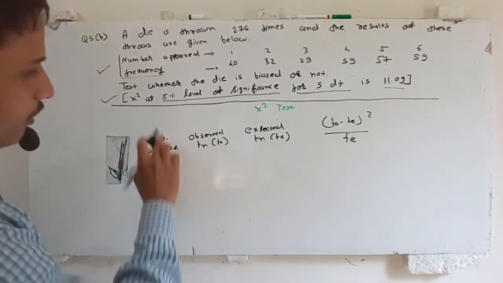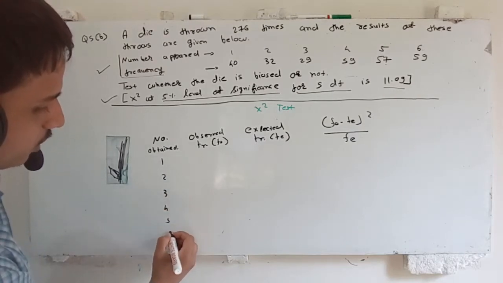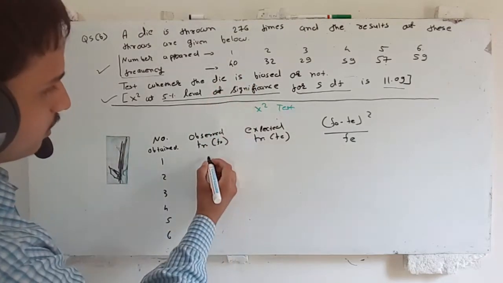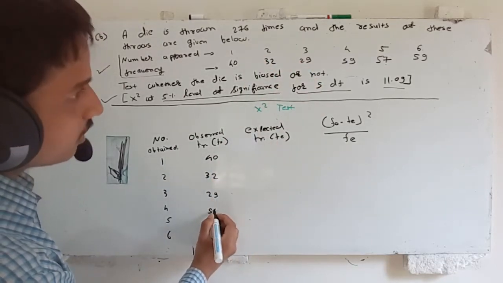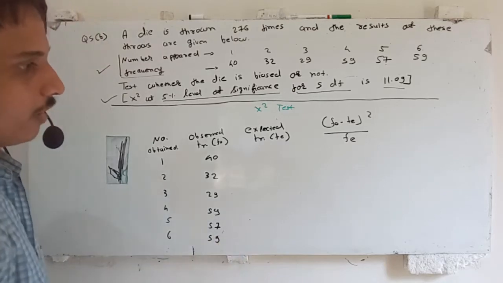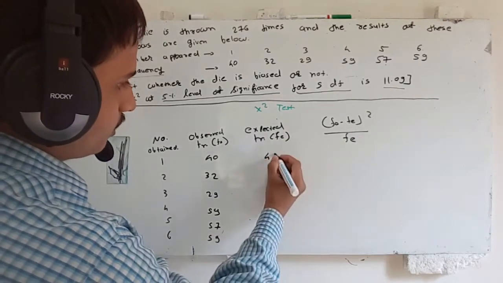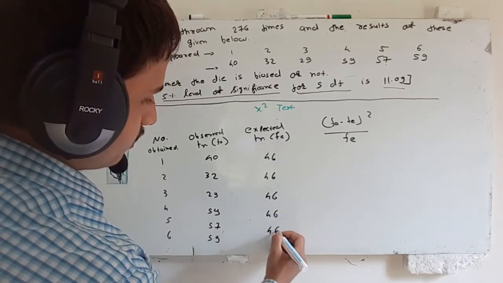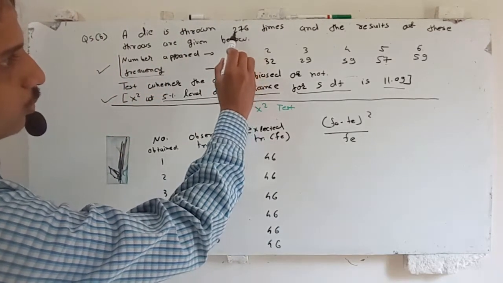So under number obtained, we will write all the possible numbers when we throw a die: 1, 2, 3, 4, 5 and 6. In total these 6 numbers are possible. Under observed frequency, we are given in the question: number 1 appears 40 times, then 32, 29, 59, number 5 57 times, and number 6 59 times. Then we will write the expected frequency that we had already calculated. It will be 46 for each number. So on average each number appears 46 times. If you add all these numbers, you will get 276.